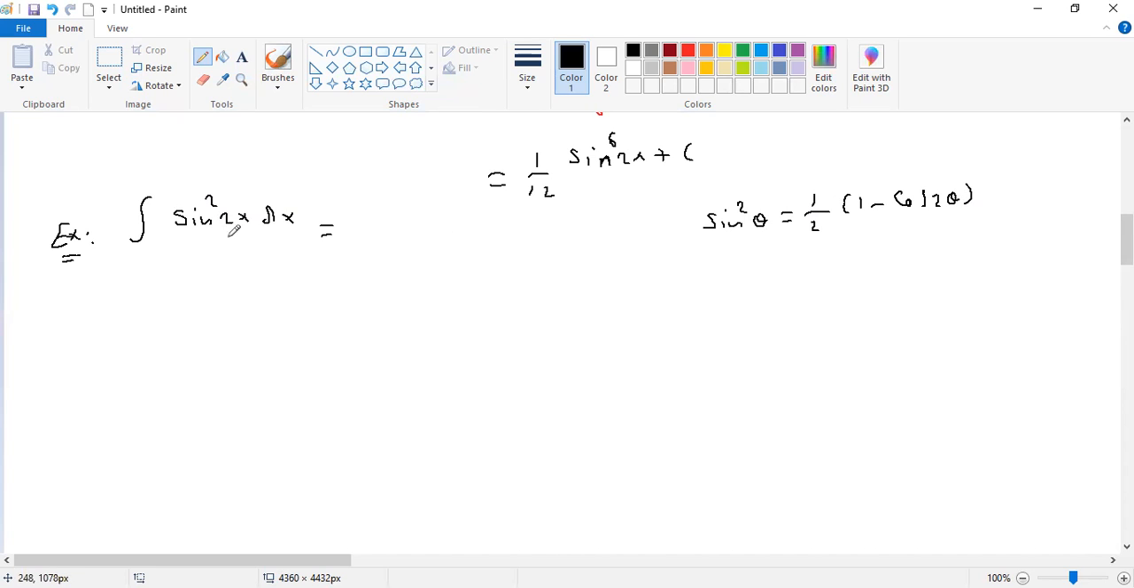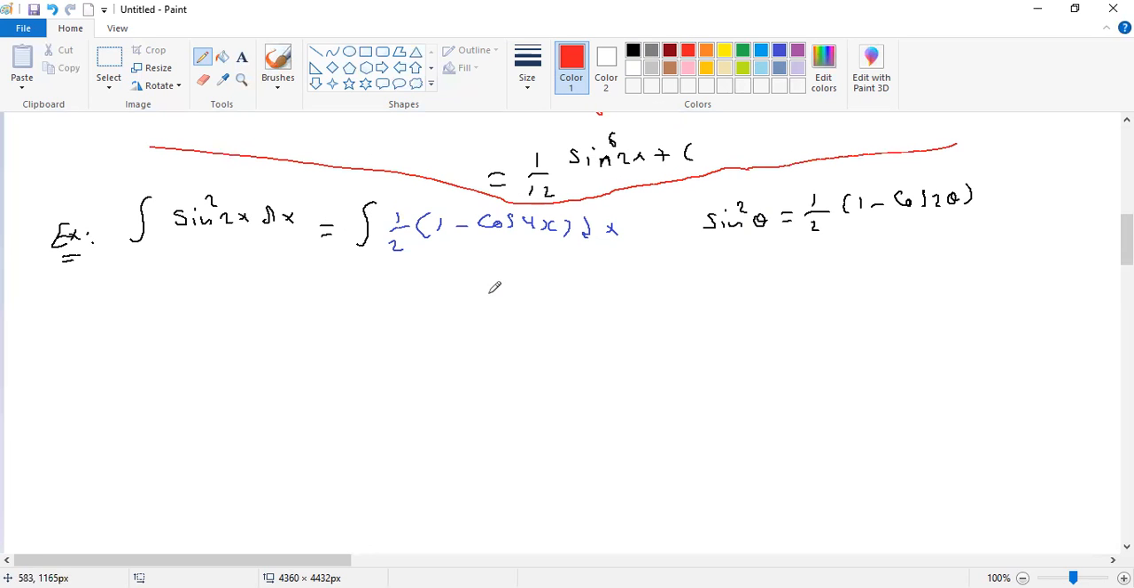So I have only sine squared here. So this would be the integral of half times 1 minus cosine of the double angle. I have 1 theta, but here it will be 2 theta. What about 2x? It will be 4x. So the integral is the integral of half of 1 minus cosine 4x dx.